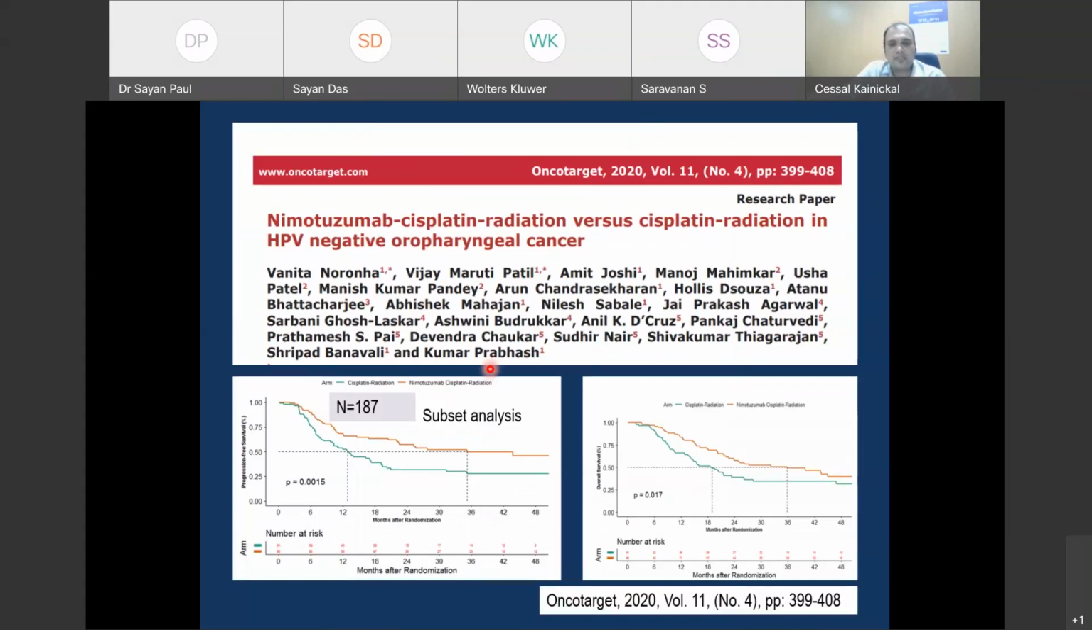If you look at the subset analysis in patients who have HPV-negative carcinoma of the oropharynx, there is an improvement in progression-free survival and overall survival. Both were statistically significant, but this was a subset analysis.